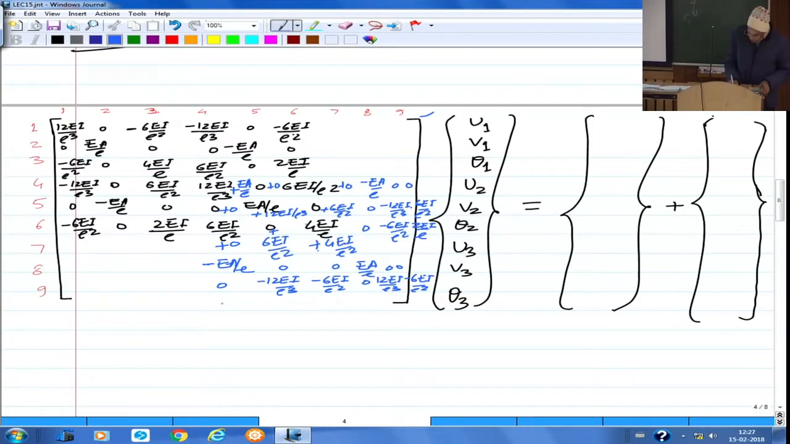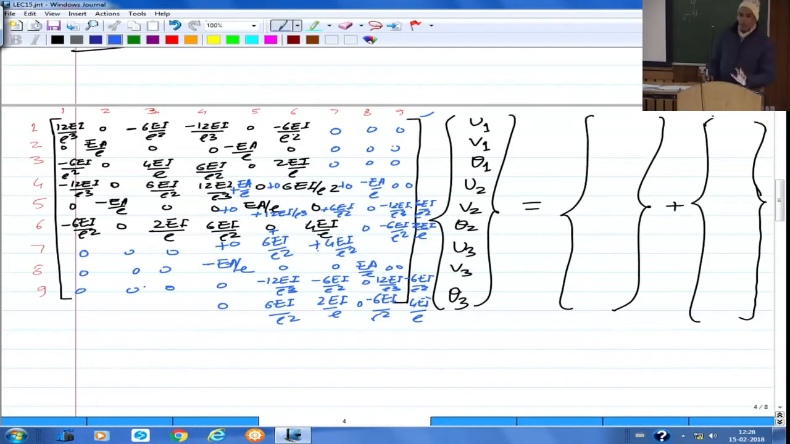And the last one again 0, 6 EI, symmetric actually, so L square 2 EI by L 0 minus 6 EI by L square, and 4 EI by L. So this is what you get. And wherever there is nothing, those are actually 0. Initially you initialize this matrix to 0 if you write a code for the same thing. So you get 0 0 0 0 0 0. So this is the assembled stiffness matrix, which is straightforward.